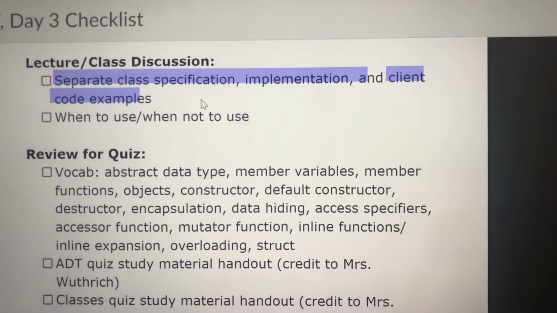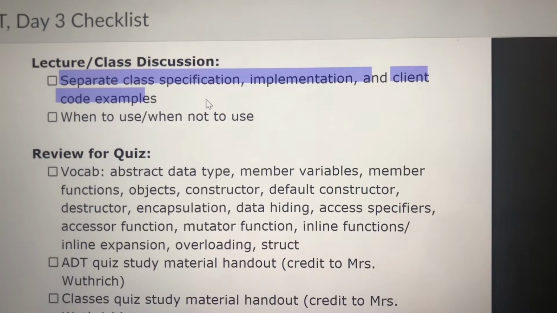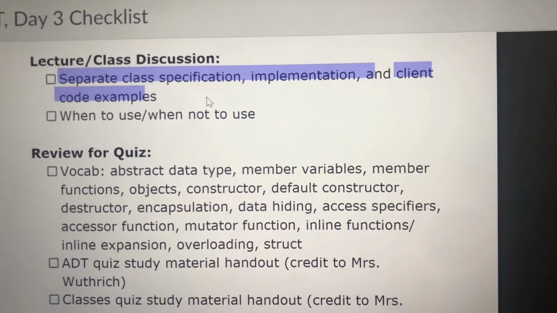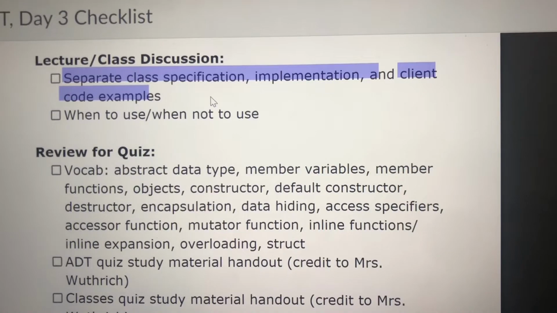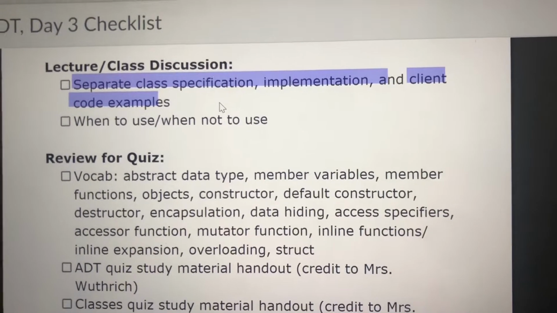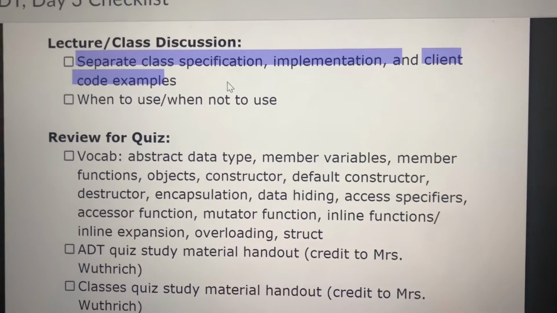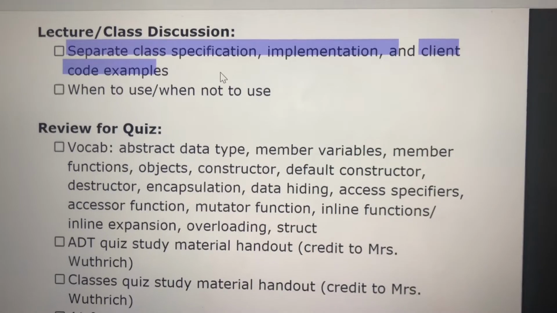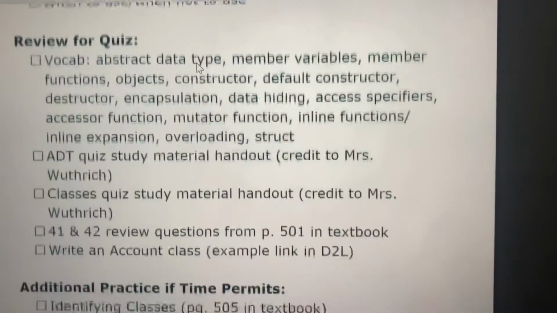And then you can have a different file that has your main method in it that can actually use the class and create objects from it and stuff like that. So we're not going to do that in CS2. I want you to be aware that it exists, and you will absolutely do it if you take OOP. So just kind of know about that.